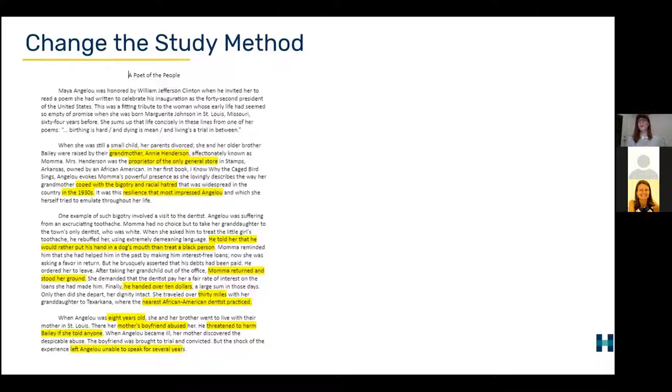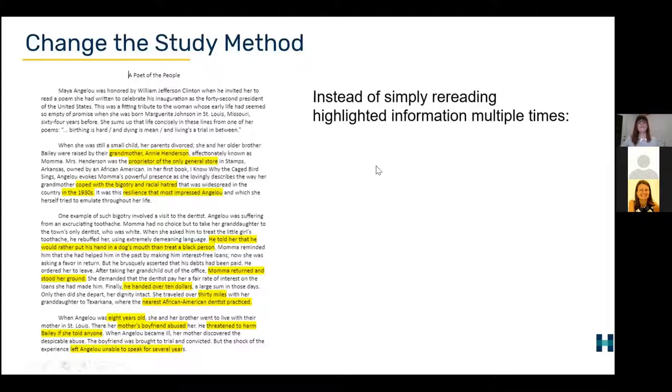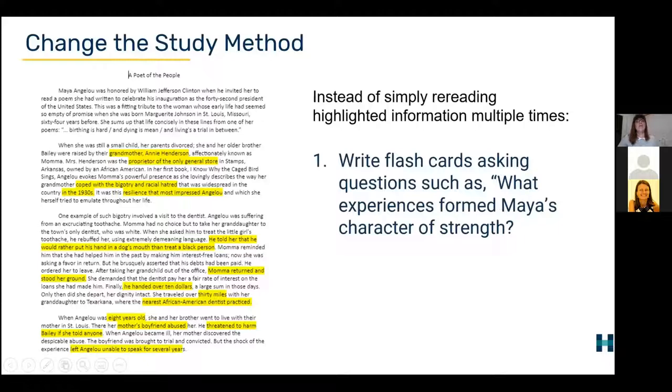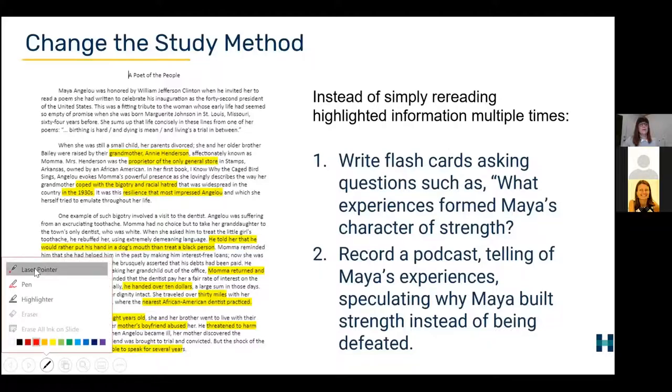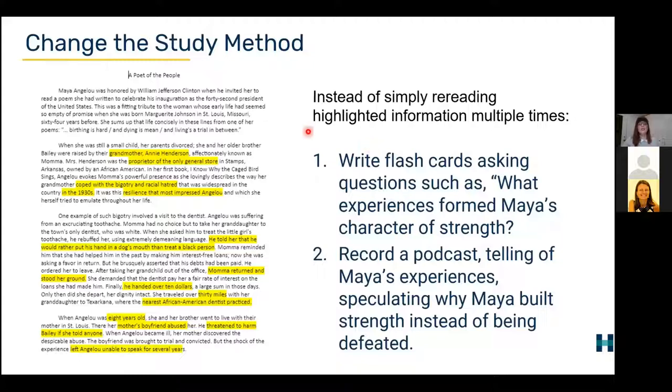So what we want to do is look at an example of how a student without the strategies might approach studying for a test. They take a paper that they have read, maybe a PDF, an article, or a workbook. They highlight what they feel is appropriate, and then they study by simply rereading the highlighted text, for example about Maya Angelou: the grandmother was Anna Henderson, she was a proprietor. Then they say, okay, I've studied for the test. What we want to do instead of rereading is write flashcards asking questions, such as what experiences form Maya's character of strength, or record a podcast telling of Maya's experiences. So we want to move from the basic rereading and highlighting to actively engaging with and studying the information.